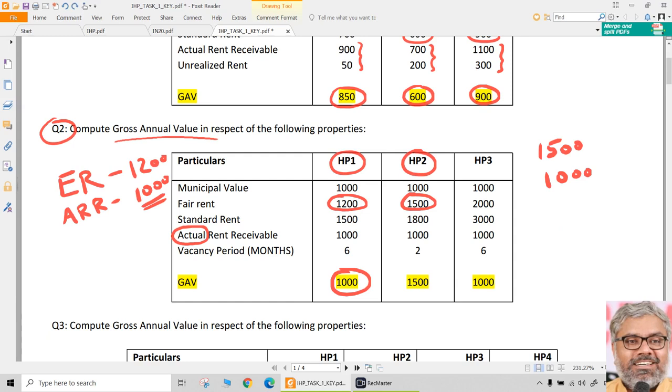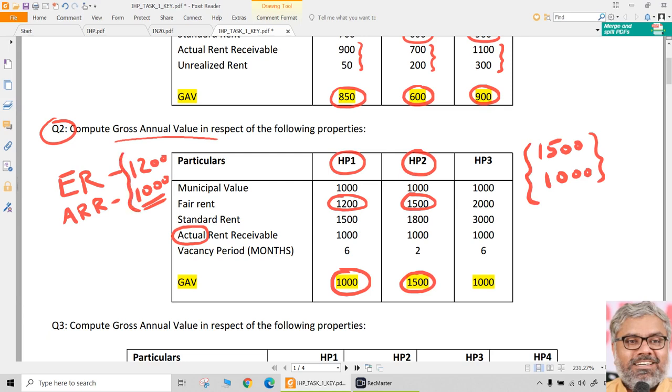Exception is applicable only when ARR is less than expected rent due to vacancy. Yes, ARR is less than expected rent here also, but it is not due to vacancy. How do we know that? Even if there was no vacancy, still ARR would have been lower than expected rent only. So this ARR being less than expected rent is not due to vacancy. Means whichever is higher between these two will be taken as gross annual value.